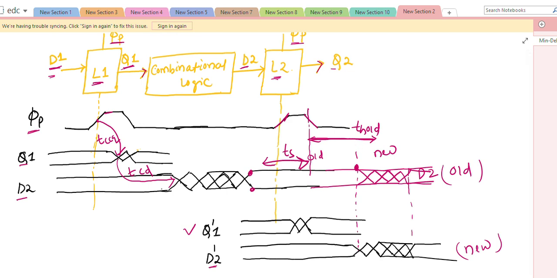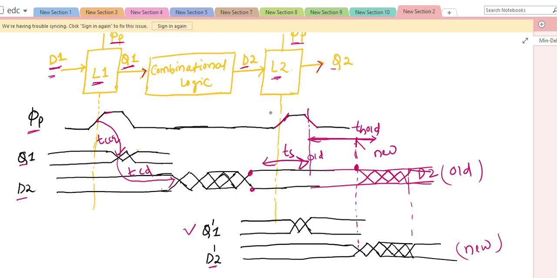But if you see, according to our explanation, at this point the new D2 is coming and it is changing the old D2 value, so the data is changing. That means the data is not constant for the whole hold time. It is violating the hold time. So the latch L2 will not give a proper output. The output will have some error. Then how can we solve it?